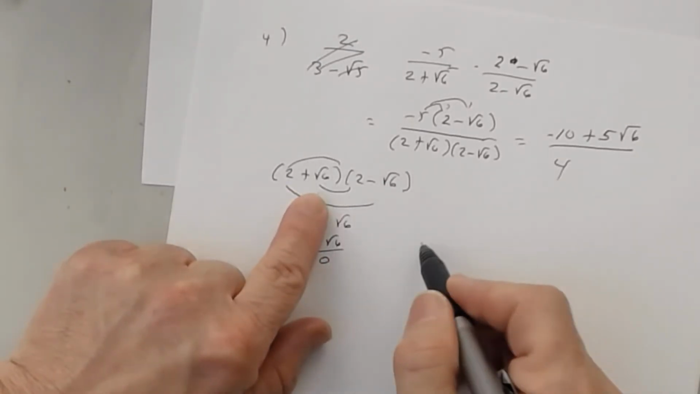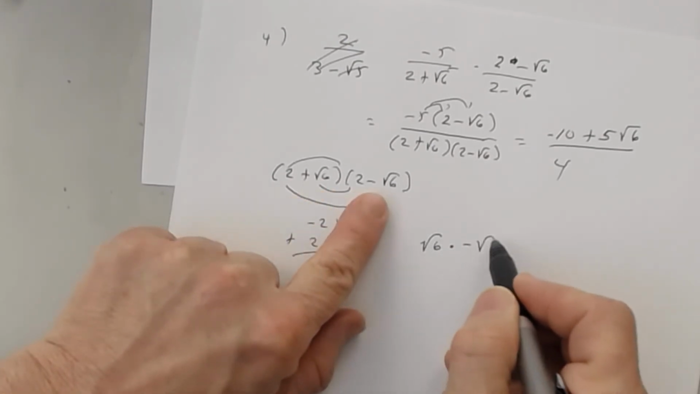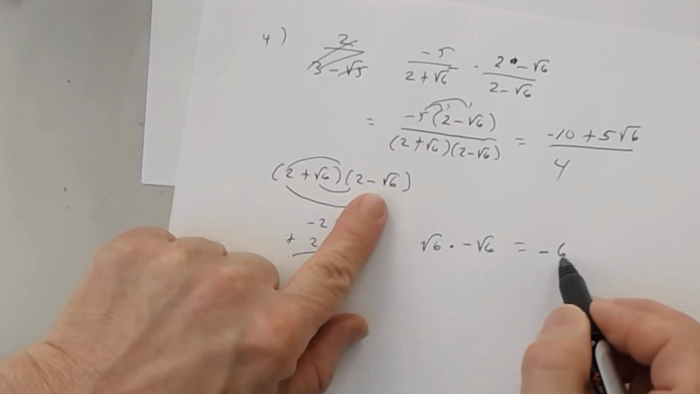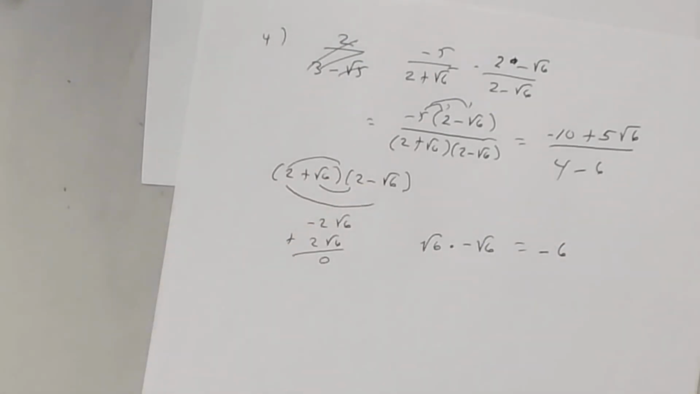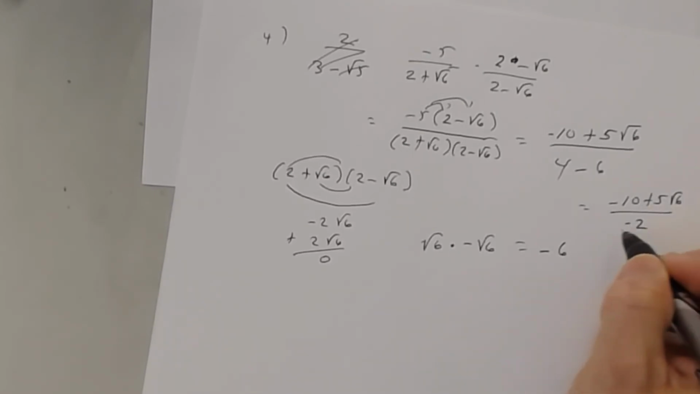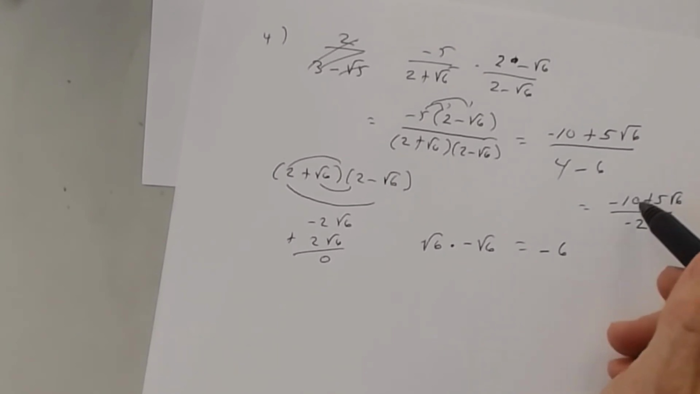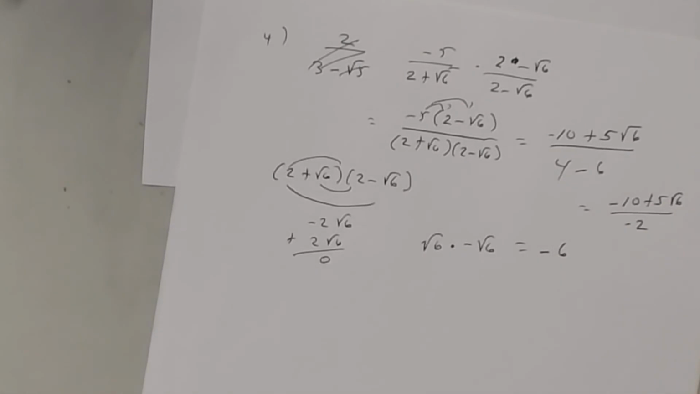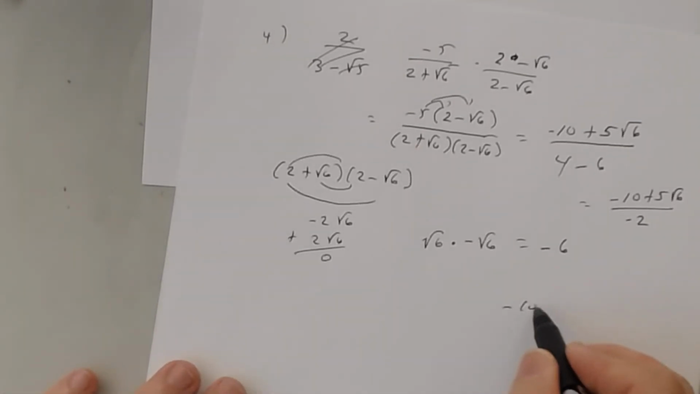I have square root of 6 times a negative square root of 6. What does that equal to real quick? Negative 6. So that's 4 minus 6. So what's the denominator? So I get negative 10 plus 5 square root of 6, all divided by what? Negative 2. Can I simplify anything? Look, huh? Okay, so I'm glad you brought that up because many students do this. So I'm going to go ahead and rewrite this.